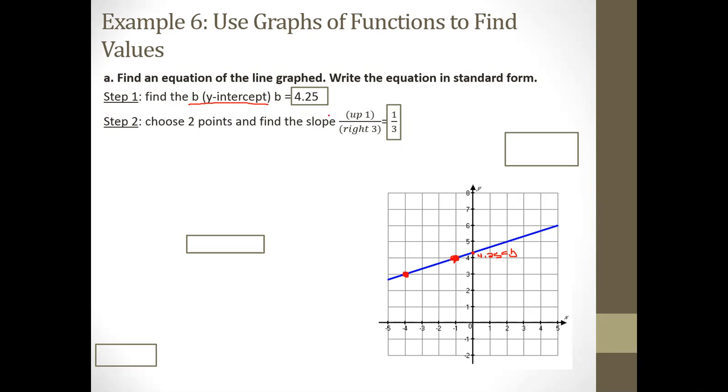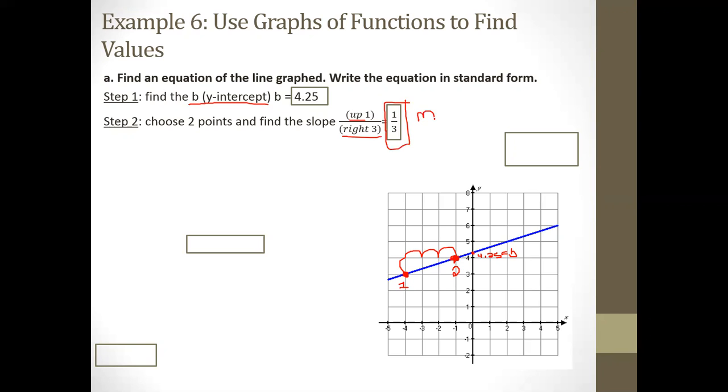And then I'm going to measure how far I move up and how far I move to the right to get from this first point I'm going to label as number 1 to the second point. So to get from point 1 to point 2, I have to move up 1 space and right 1, 2, 3. So my slope, because I moved up 1, right 3, is going to be 1/3.